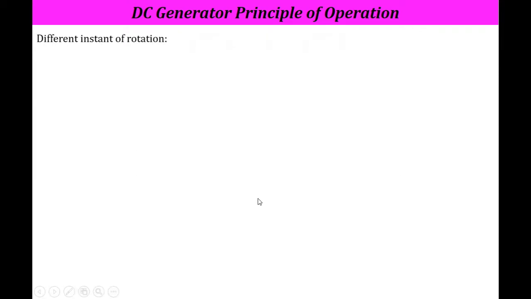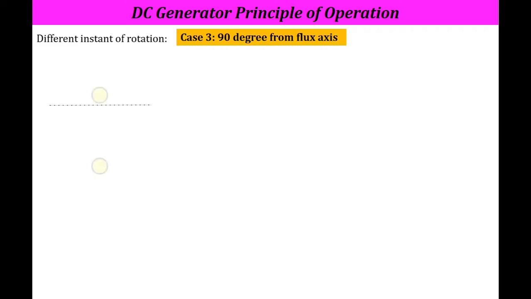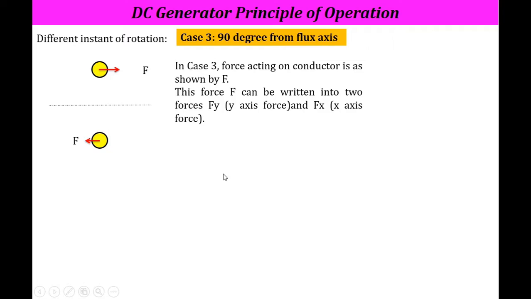Now let's take a third case. That third case is whenever the conductors are placed in such a way that they make an angle of 90 degree with respect to the flux axis. So this is the flux axis. These are the conductors which are placed exactly at 90 degree with respect to the flux axis. Now this is the force which is experienced by the conductor in this direction. For the second conductor, it has this direction. So again if I resolve this force into two components, Fy and Fx, then here we will observe that in this case, this Fx is dominant.